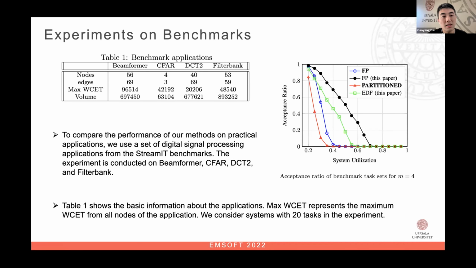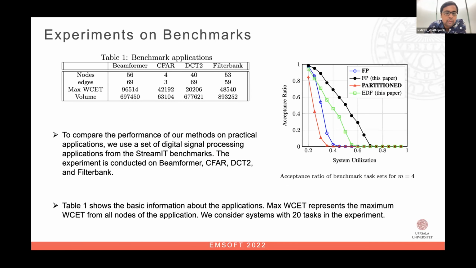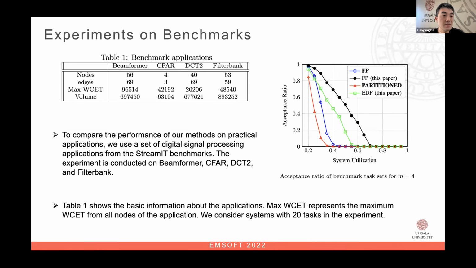Real application? Yeah, we have done. These are synthetically generated tasks, right? Yeah, we have synthetically generated, randomly generated task sets like this, and we adjust different parameters to show the performance. But this is not a real application. We have also done these experiments on benchmarks. Here, this benchmark is called StreamIt, and we basically extract 4 different DAG structures from this benchmark, and then we assign different priorities and then do the experiment.